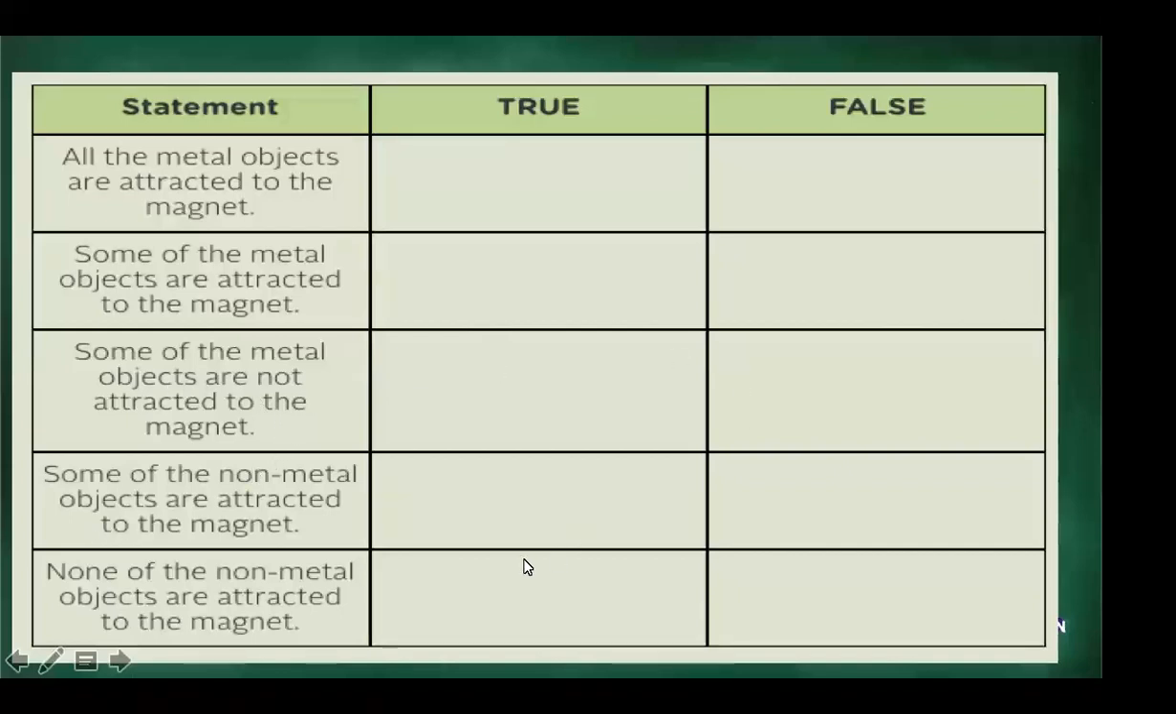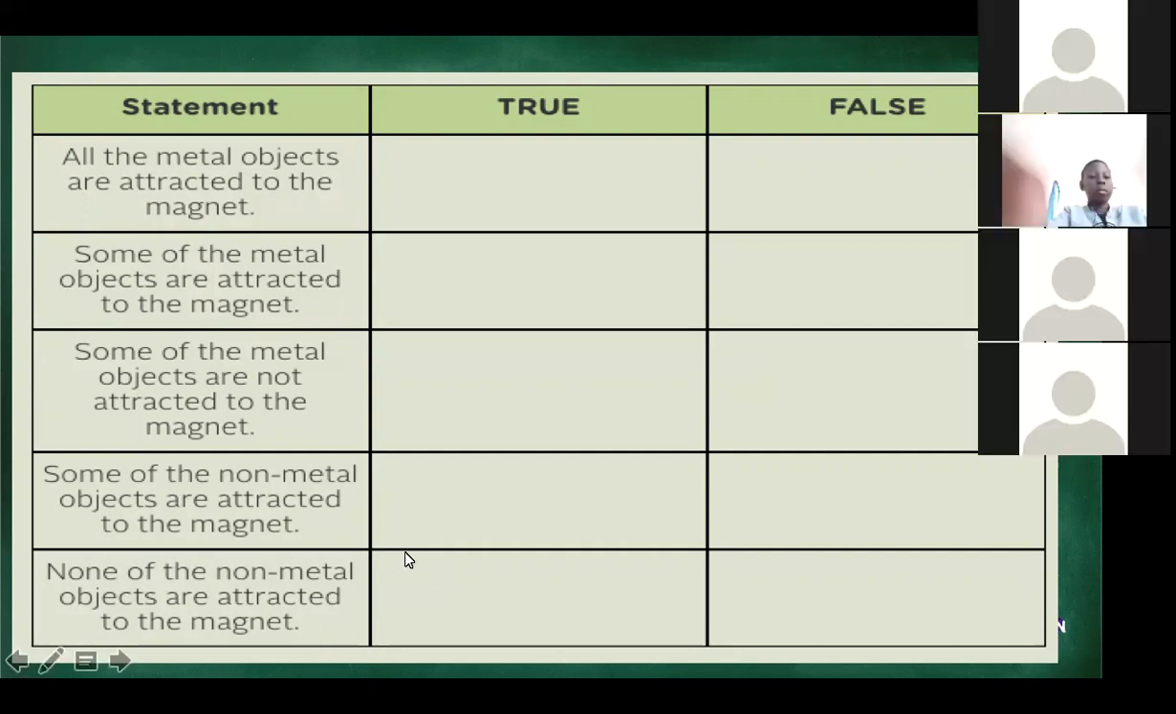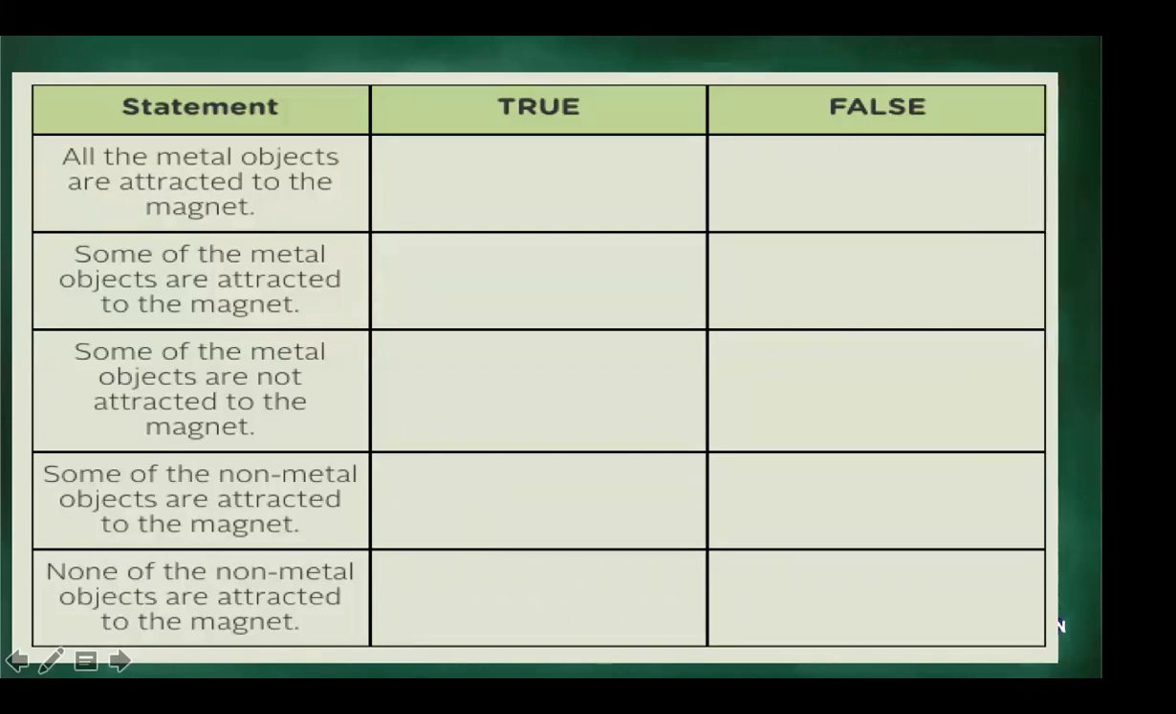And also you have to state whether some of the metal objects are not attracted to the magnet. We are going to state here whether it's true or false, depending on what you have conducted. Some of the non-metal objects are attracted to the magnet. You are going to state there true or false. None of the non-metal objects are attracted to magnets. So we are going to state here with an X whether it's true or false. So this is like an assessment for you guys.